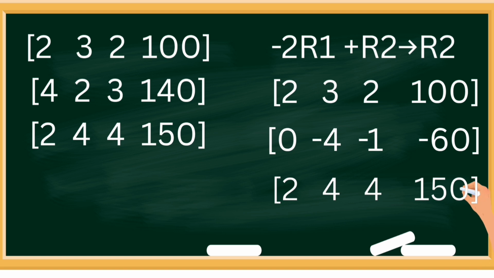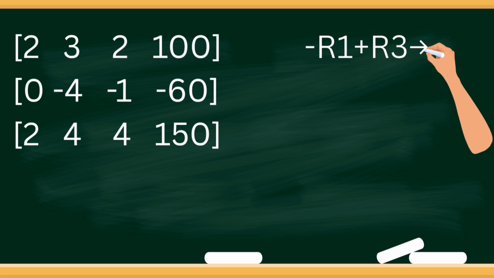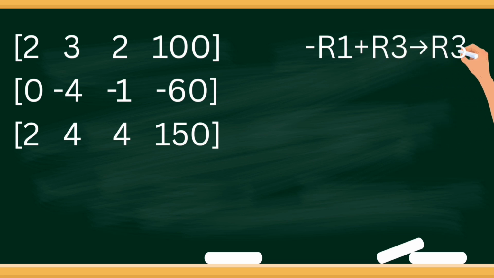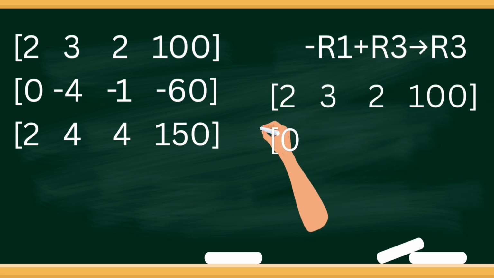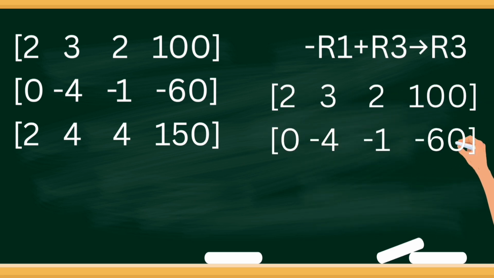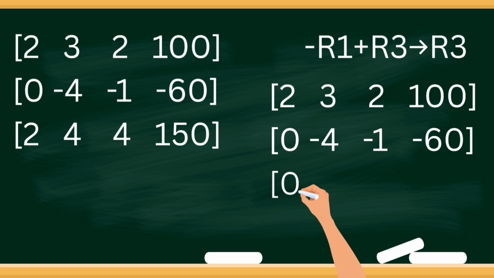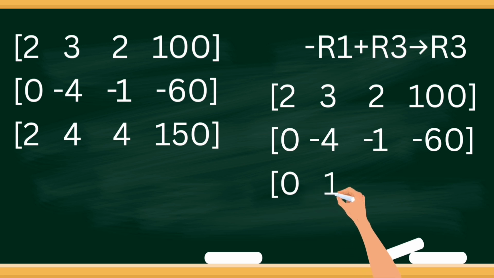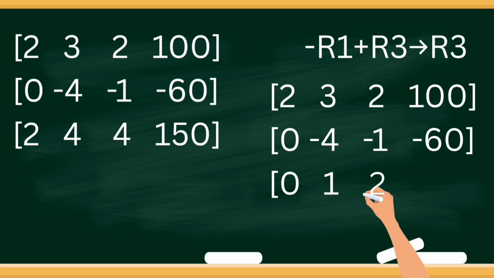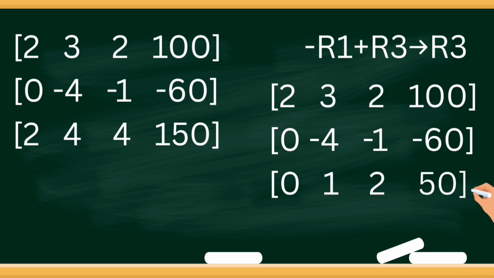And the next operation that we're going to use to eliminate the number 2 in row 3 is negative R1 plus R3 is your new R3. And let's just copy all the numbers in row 1 and row 2. And let's use our operation. Negative 2 plus 2 is 0. And negative 3 plus 4 is equal to 1. And negative 2 plus 4 is 2. And negative 100 plus 150 is 50.